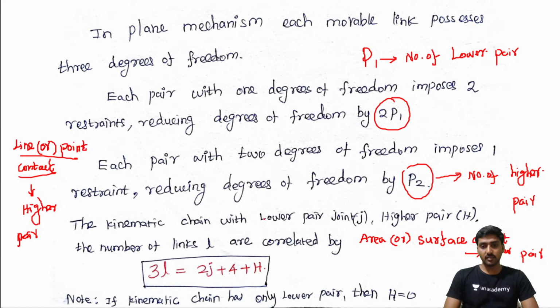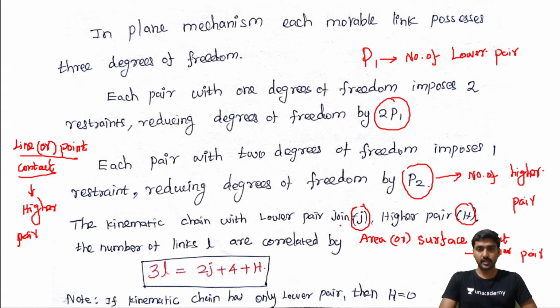Now, for the kinematic chain with lower pairs J and higher pairs H, where the number of links is L, the correlation between the number of links, lower pairs and higher pairs is given by 3L equals 2J plus 4 plus H. Note, if the kinematic chain has only lower pairs, then H is equal to 0. Is it okay now?